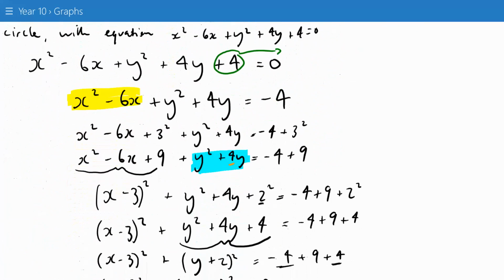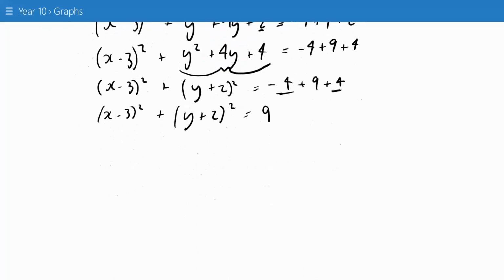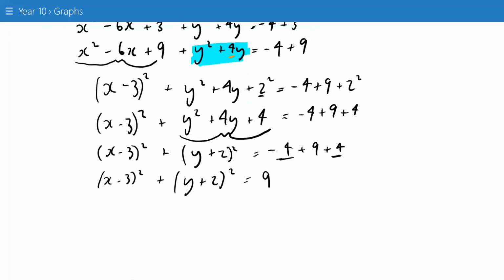Okay, so now the question said, find the circle with the equation. Find the radius and the center. Now it's in this form, it's much easier to go center equals here. I have to make that 3, I have to make that minus 2. I've already done this above. And radius equals 3, because 3 squared equals 9.